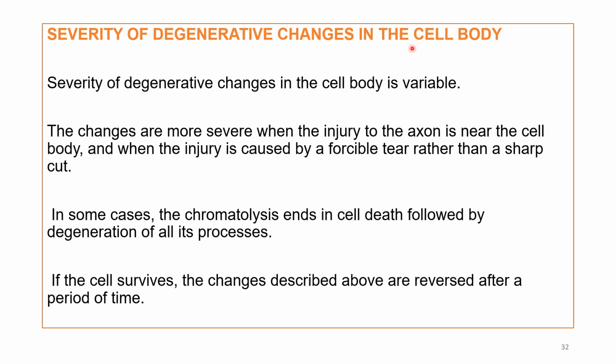Severity of degenerative changes in the cell body is variable. The changes are more severe when the injury to the axon is near to the cell body, and when the injury is caused by forcible tear rather than a sharp cut. In some cases, chromatolysis ends in cell death followed by degeneration of all its processes. If the cell survives, the changes described above are reversed after a period of time.